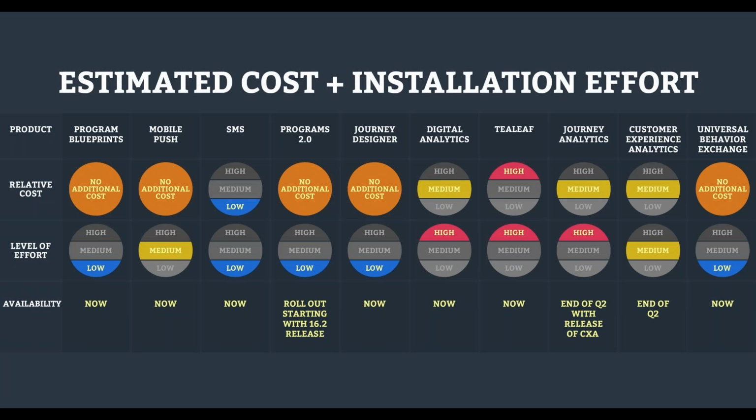It'll show you the relative cost of those tools, the level of effort to implement, and the availability of those tools. So it gives you a great idea of what's available now and what the cost is to implement those tools. If you're thinking about where you want to jump in on the current IBM Marketing Cloud, it gives you a great snapshot of where it stands as of today. Another great thing to consider is that Program Blueprints, Journey Designer, UBX, and Programs 2.0 are all available now at no additional cost. If you're looking for a place to start, that's a great place to start.